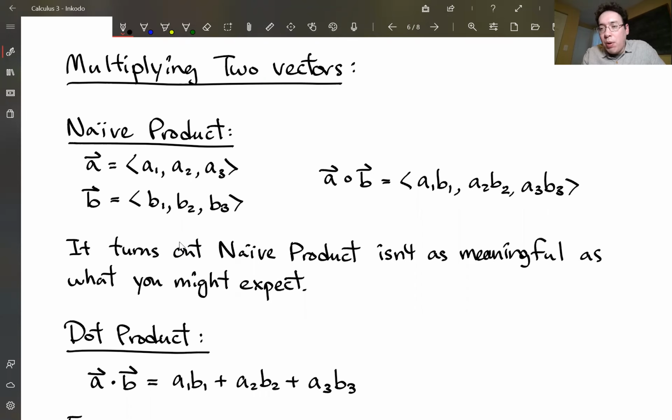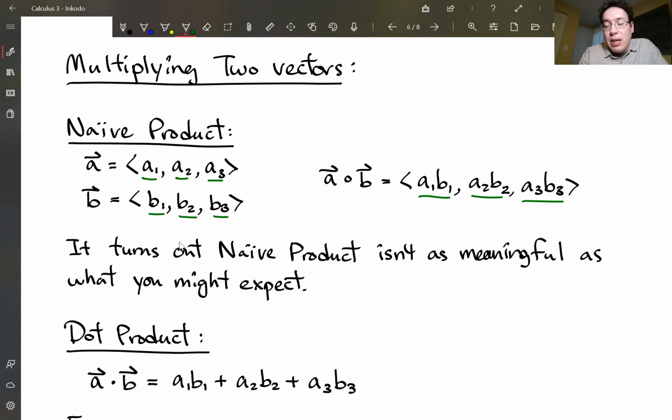Because the addition was component-wise addition, I think maybe the first type of multiplication I can think of is what I'm going to call naive product. That's not an official name, but I call it that because it's probably the first thing that I would think of. So that might be a component-wise multiplication. So if the components of one of the vectors are a1, a2, a3, and the other one is b1, b2, b3, just multiply component-wise and create a new vector like this.